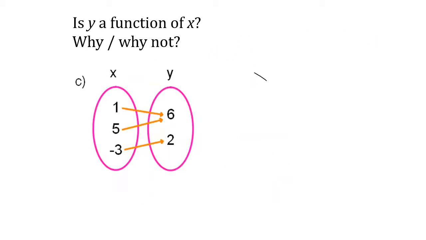Okay, how about this one? 1 gives me 6 and 5 gives me 6, -3 gives me 2. This is a function. Each input just has a single output.